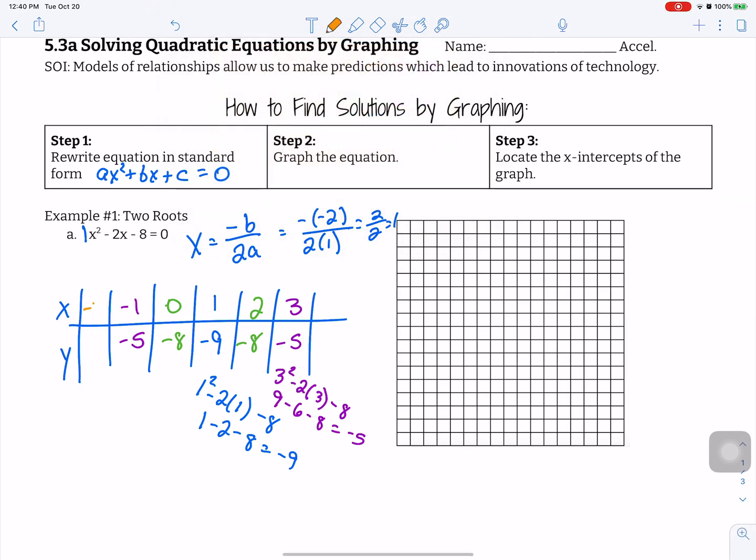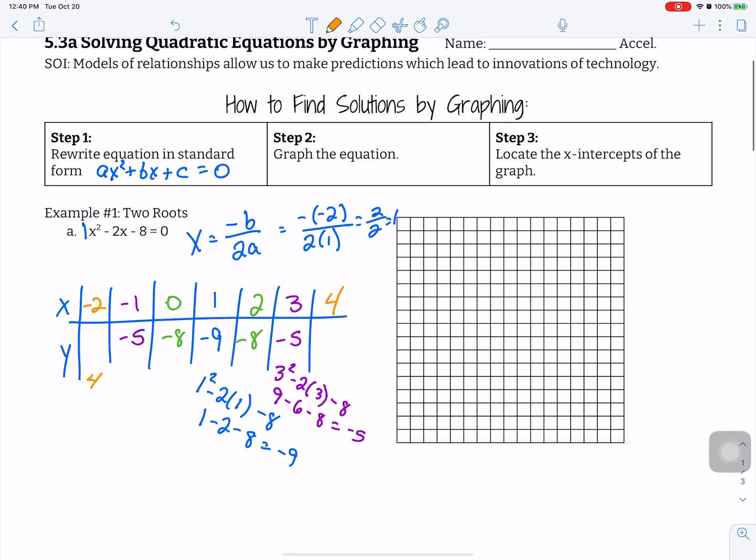And so then I have a choice between negative 2 and 4. I'm going to go ahead and use the negative 2 just because I have more room to write down there. Negative 2 squared is going to be 4 minus 2 times negative 2. So far I have 4 plus 4 minus 8. And I get my 0 and my 0. And I don't really need to go beyond that because that's where I have my solutions.